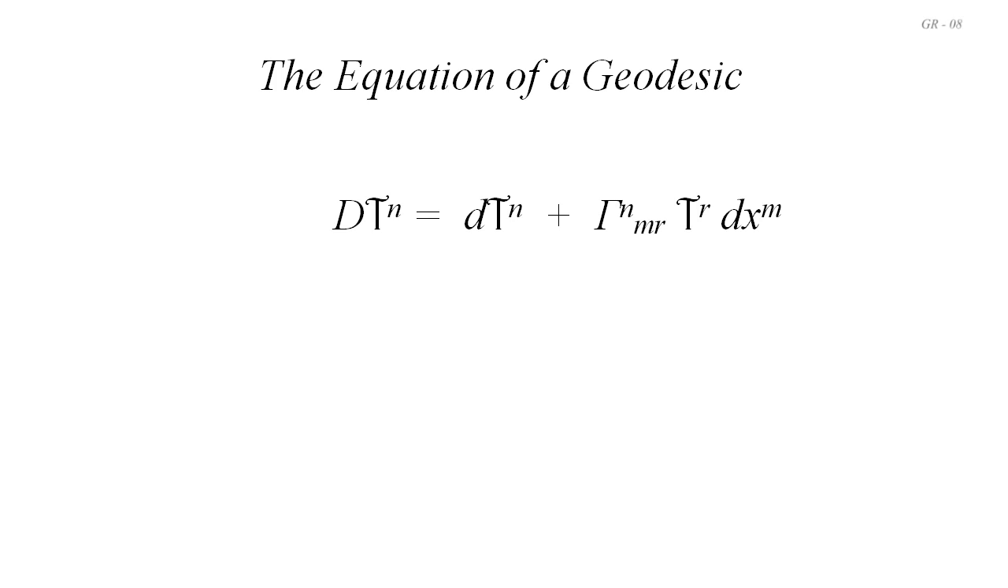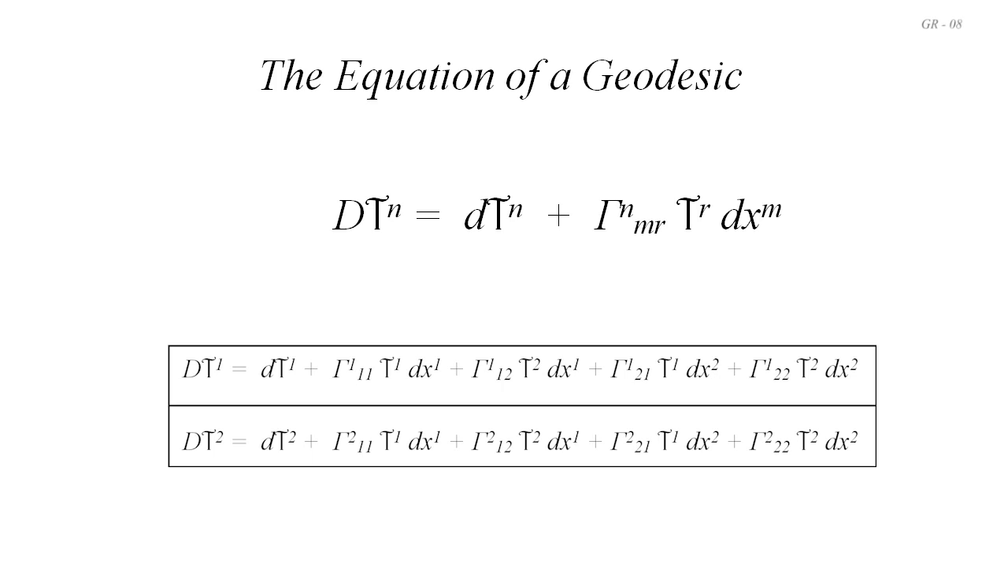Again, as a quick reminder, if we're in two dimensions, then this is two equations, each of which has one dt term and four Christoffel terms. These two equations tell us the small actual change in each of the contravariant components of the tangent vector for changes in position, the x1 and x2 values, along the trajectory.